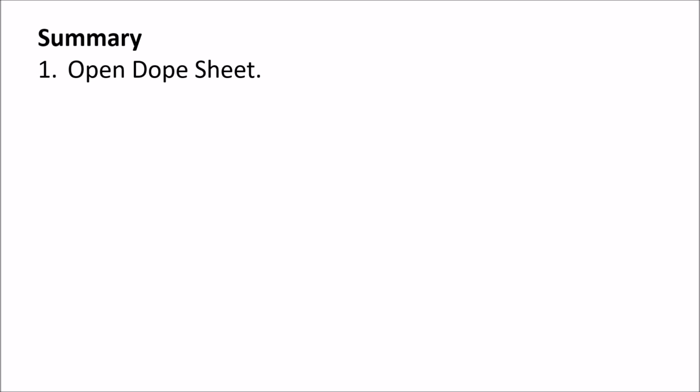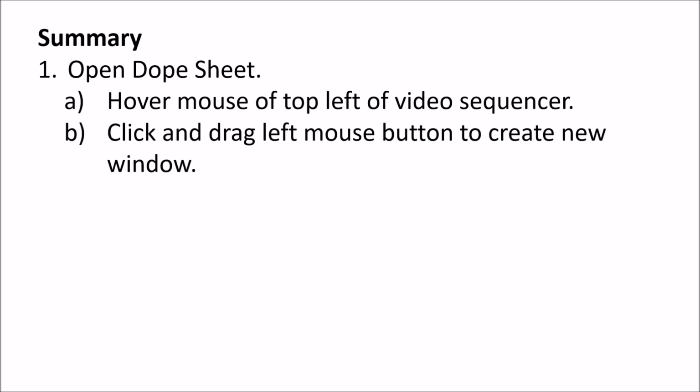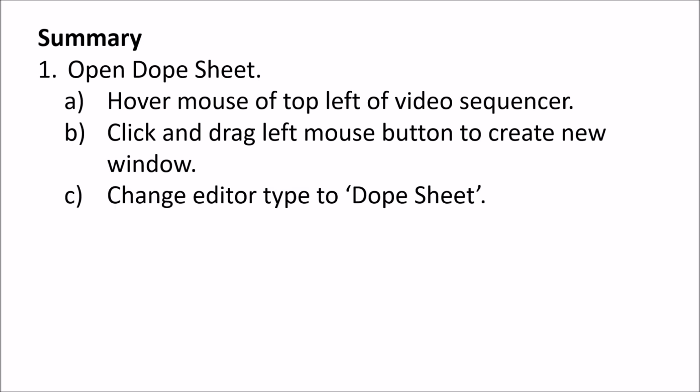To do that, it was a little bit unintuitive, but what you have to do is first hover your mouse over the top left of the video sequencer, right? You're going to do that until the cursor turns into that plus symbol, and then you're going to click and drag the left mouse button to split the video sequencer and create this new window. And then all you have to do is change the editor type of that new window to the dope sheet.